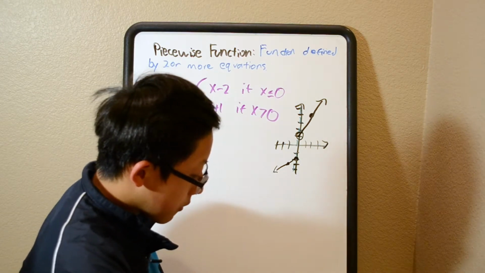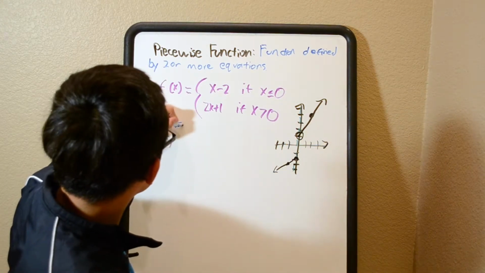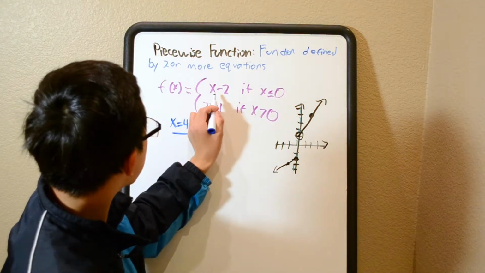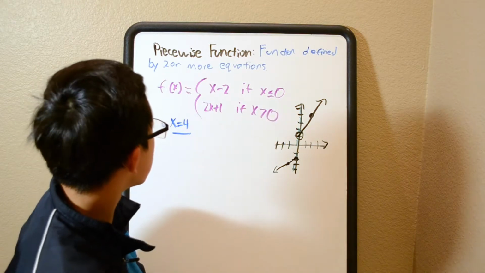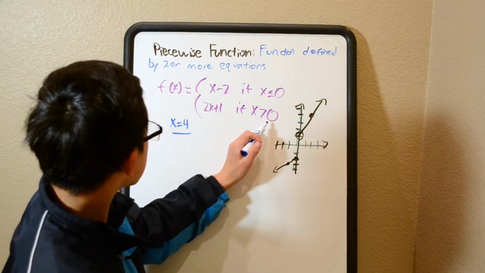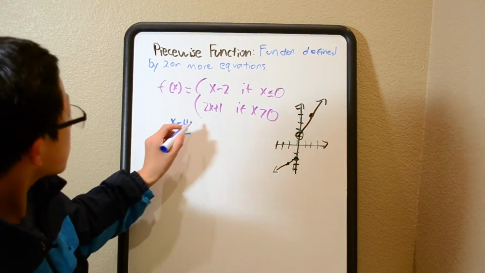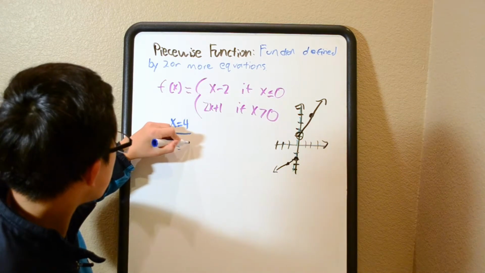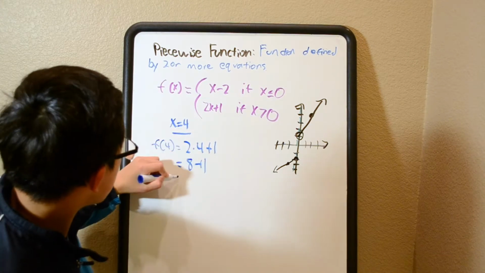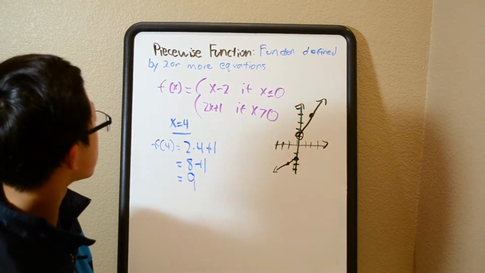So let's say we wanted to find f when x is equal to 4. So in which equation would this work? Well, it definitely can't be the first one, x minus 2, if x is less than or equal to 0, because 4 is greater than 0. So it has to be the second one. So we plug it in. f of 4 is equal to 2 times 4, which is 8, plus 1. f of 4 is equal to 8 plus 1, and it's equal to 9. So that's how you solve for piecewise functions.